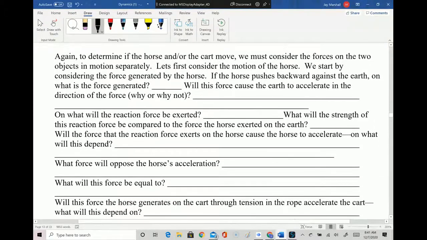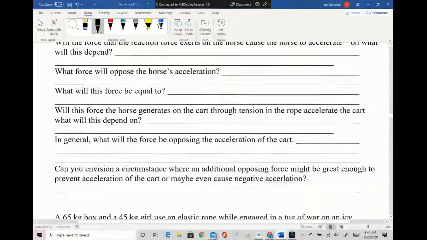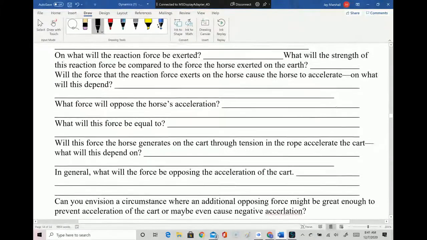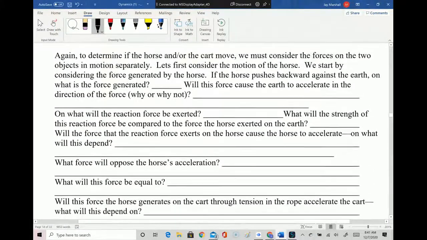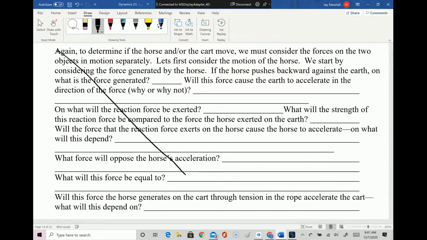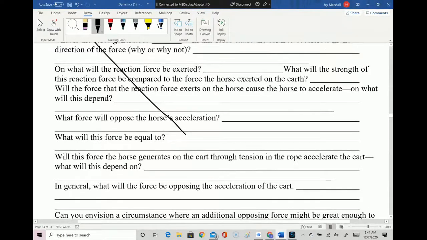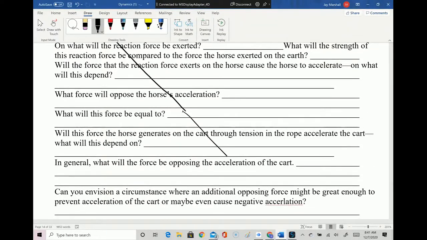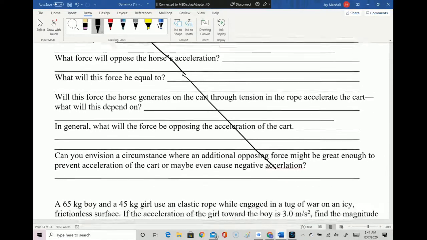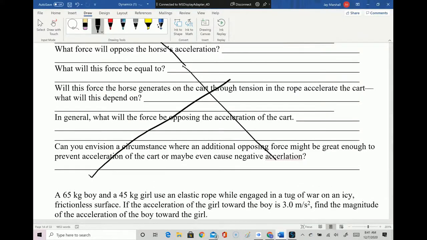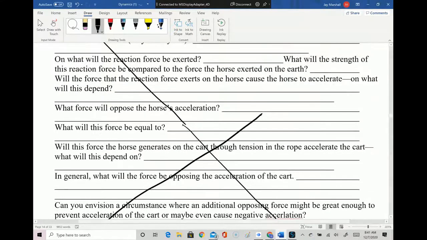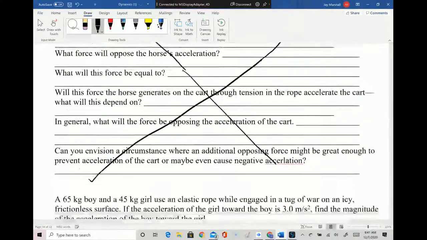And I'm going to cross out this section right here, because we've already basically discussed all that.